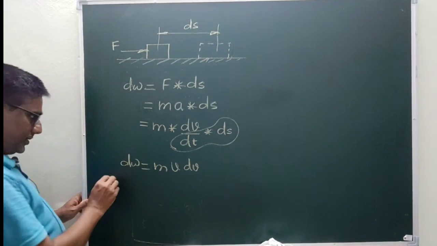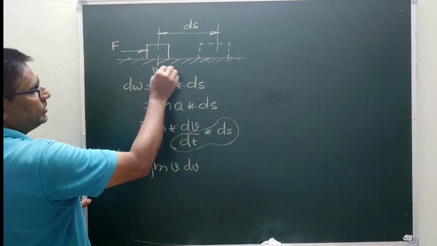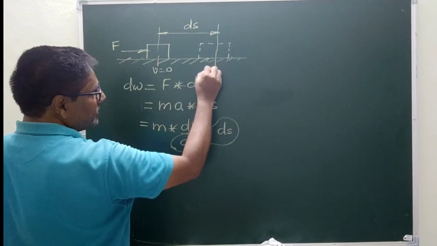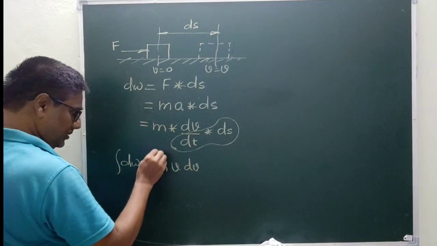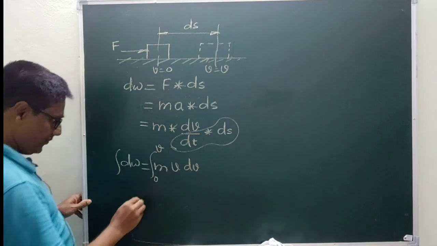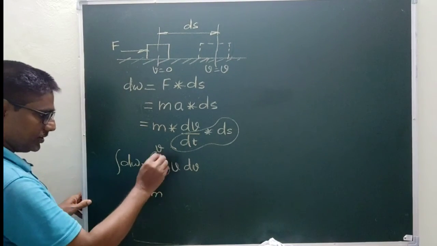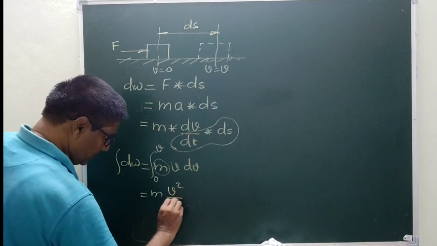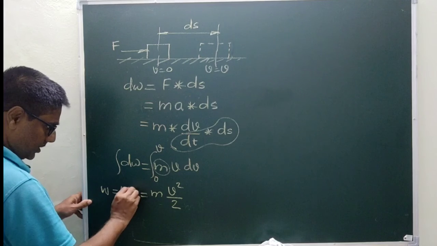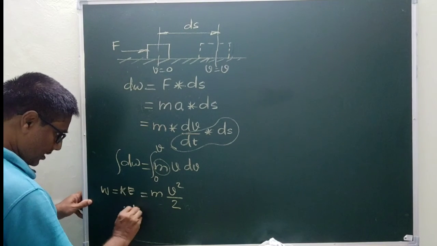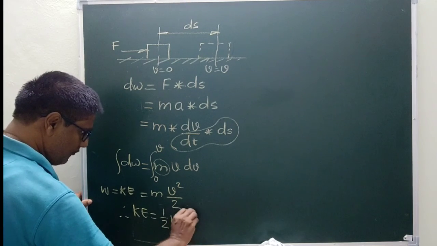If we integrate this, the starting velocity v is equal to 0, the final velocity v is equal to v. Integrating this function from limits 0 to v. As mass is constant, we can take it outside the integration. Integration of v is v square by 2. This is W, and this is also equal to kinetic energy. Therefore, kinetic energy KE is equal to half m v square.